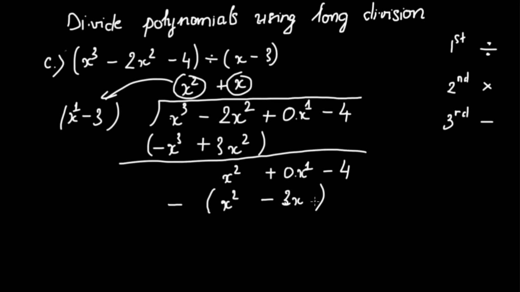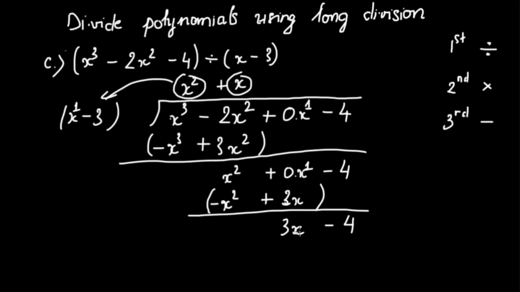Then inside the parentheses, for each term we change the sign. From positive, you get negative. From negative, you change to positive. And then you eliminate the minus sign outside. Then you can add the 2 expressions together. x squared minus x squared, you get 0. 0x to the first plus 3x, you get 3x. And minus 4, you put it down.